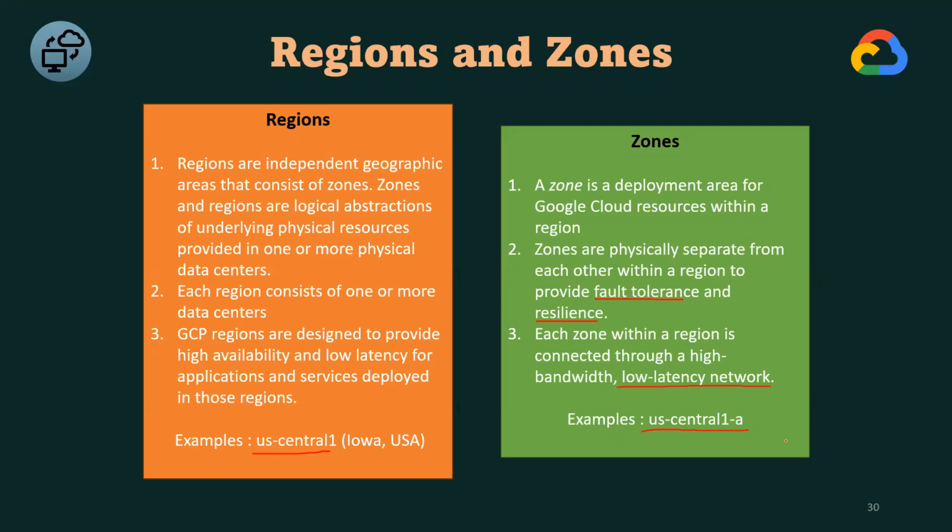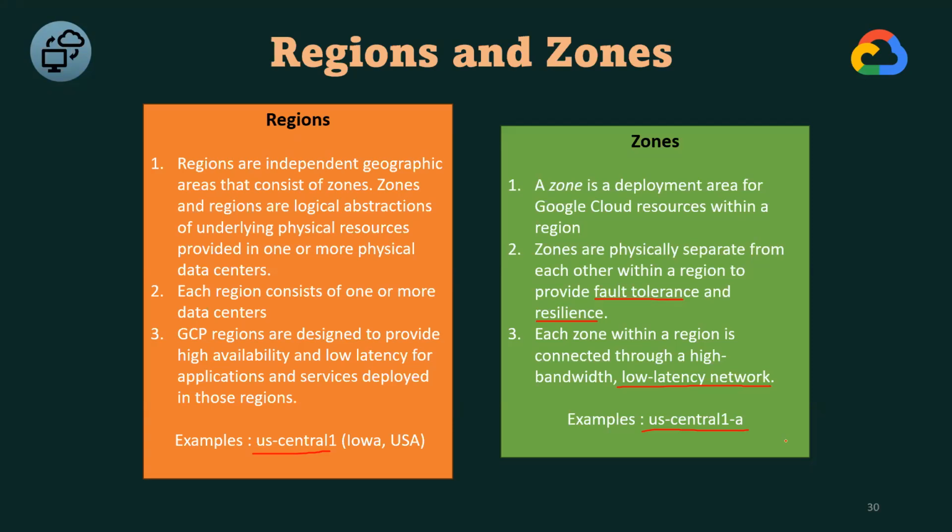1A, 1B, 1C is also there. Okay, so this is how you have zones and regions. A region is an independent geographic area, which is a collection of zones, which is a collection of data centers. It is mainly provided for high availability and low latency of the network. A zone is a deployment area where actual resources exist. Zones are connected to one another via a high bandwidth network.